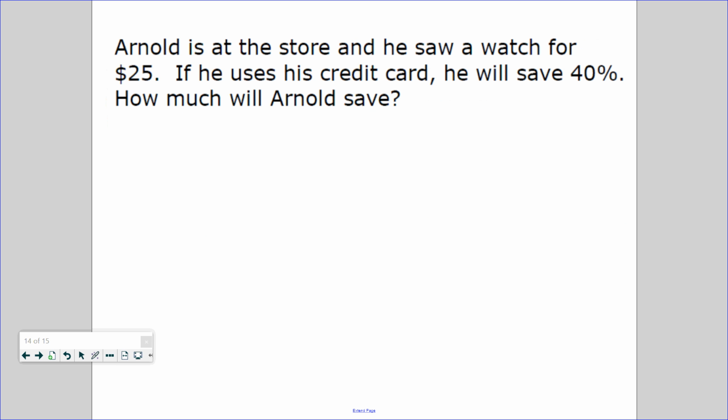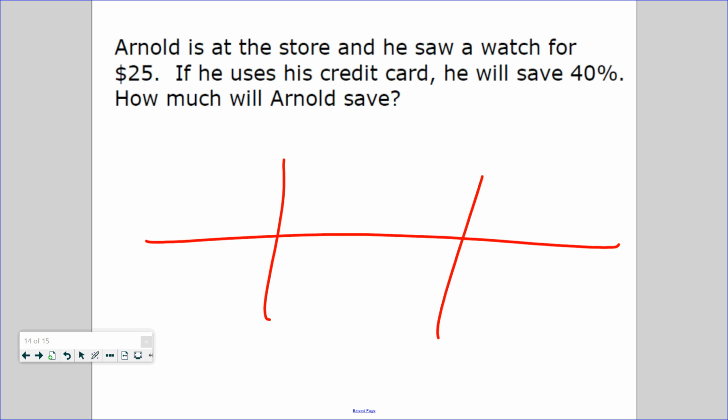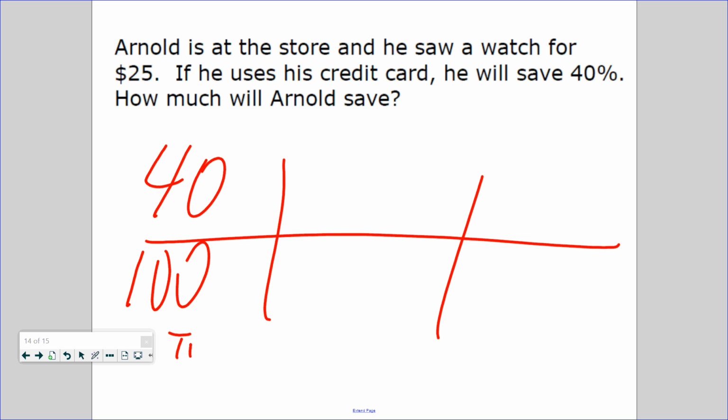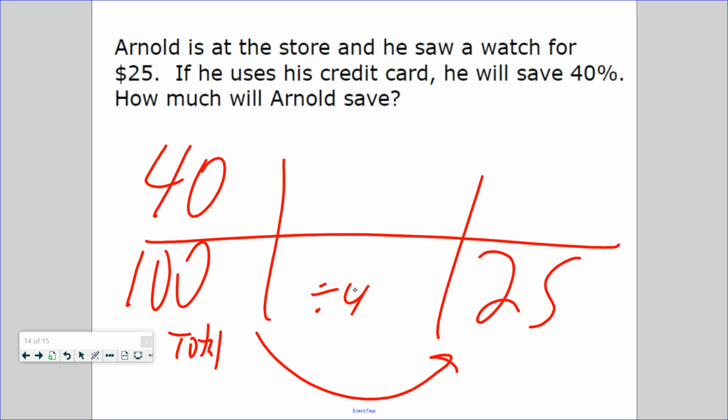And the last example, Arnold is at the store and he saw a watch for $25. If he uses a credit card, he will save 40%. How much will Arnold save? So 40% out of 100. This is the total. He saw a watch for $25. Is that the total price of the watch? Yep, that goes here. And what's the relationship between 100 to 25? Divided by 4. 40 divided by 4 is 10. So he'll save $10. And that is our study of percents.